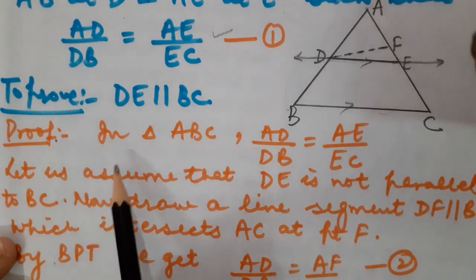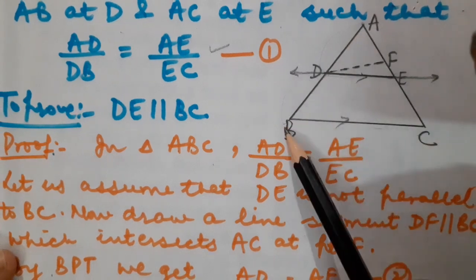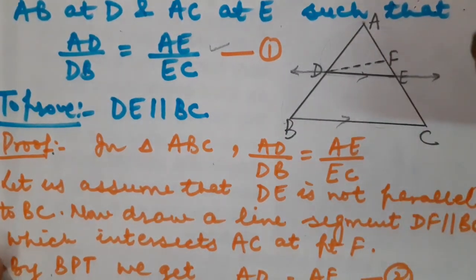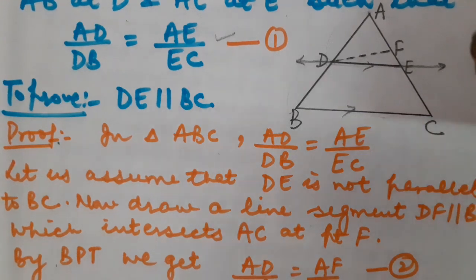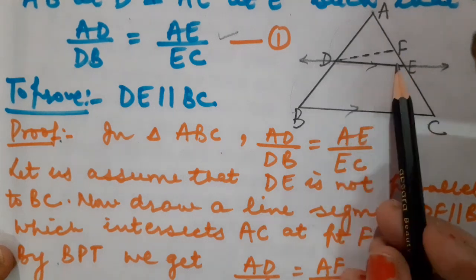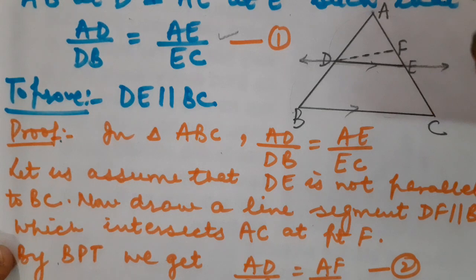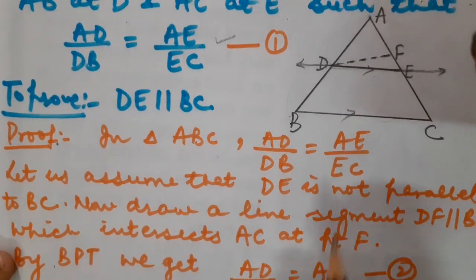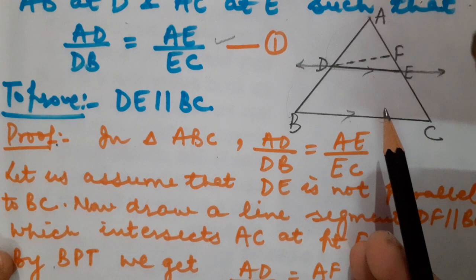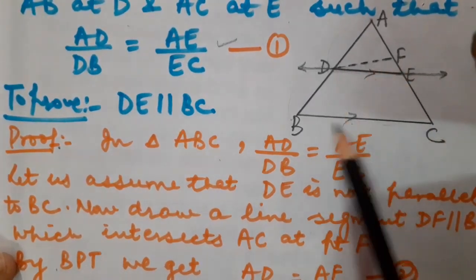Now let us start its proof. In triangle ABC, children, you can see that AD upon DB is equal to AE upon EC is given to us. So how are we going to prove it? Let us assume that DE is not parallel to BC. Through contradiction, we are going to prove the converse of BPT. Now, if suppose DE is not parallel to BC, let us take another line which will be parallel to BC. So I have taken DF parallel to BC.